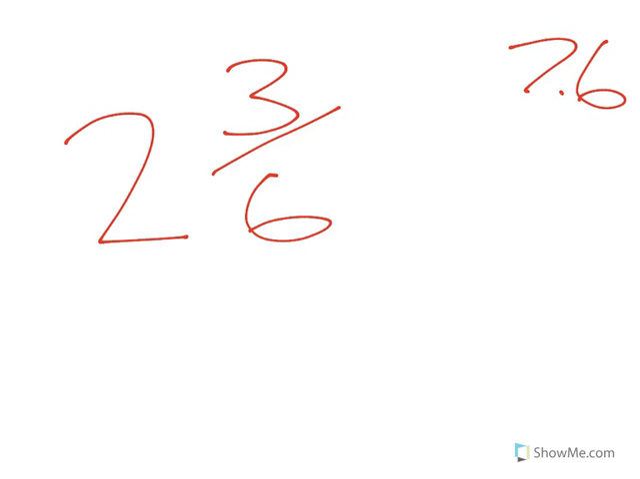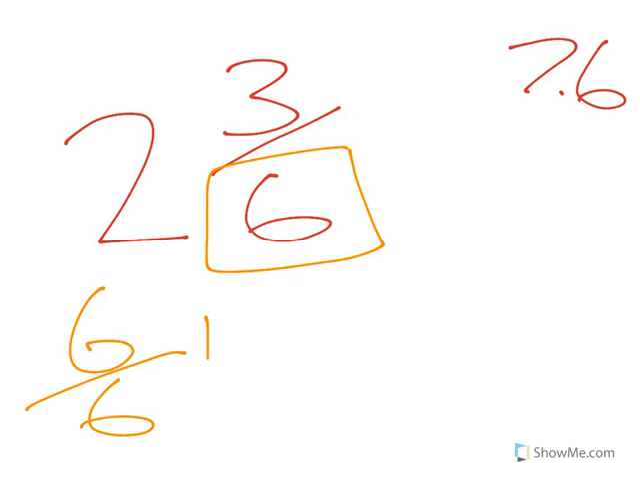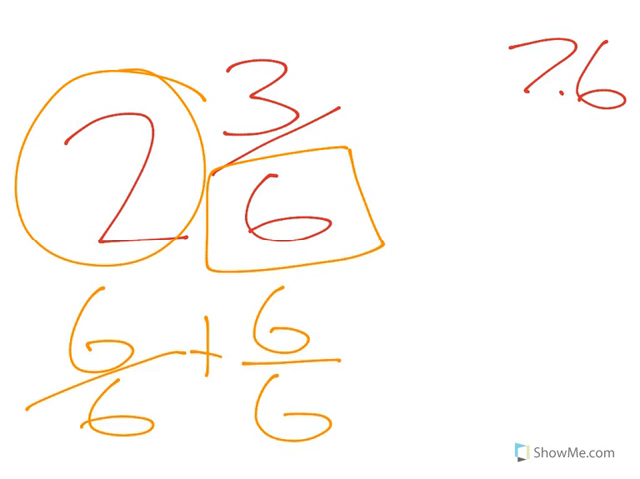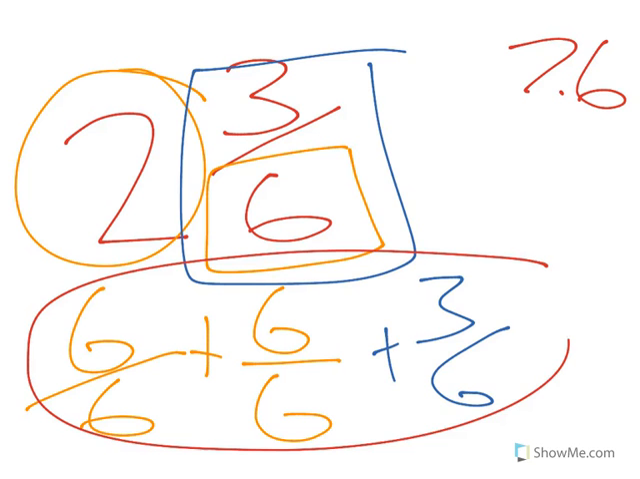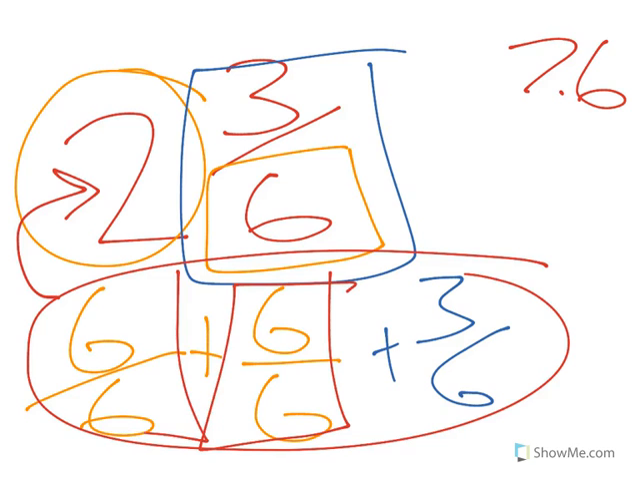So I need to know what is one whole. Okay, what are these wholes? Well, it's out of 6, so I know one whole is 6 out of 6. But this has 2 wholes, so I'm going to plus it with 6 out of 6 again. And then my fraction here is 3/6, so I'm going to plus it by 3/6. This number sentence is the exact same thing as that, because here is 1, here is 2, and 3/6.